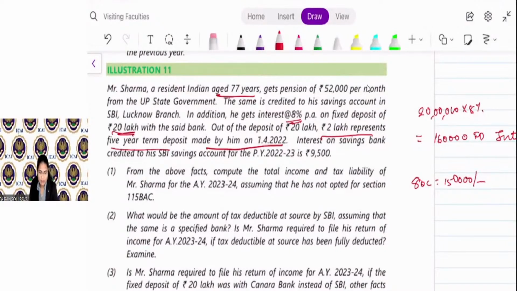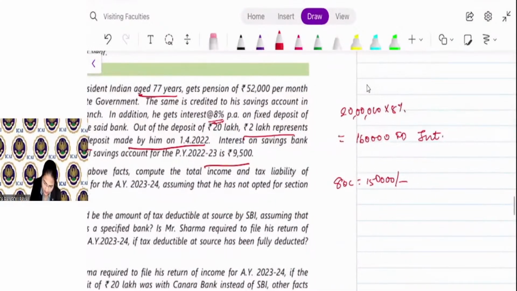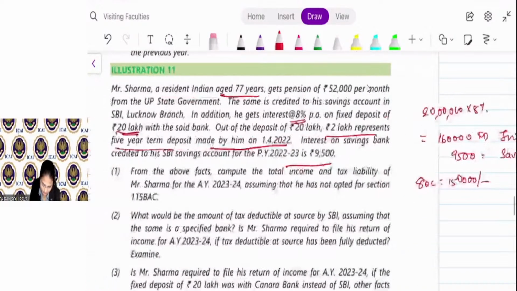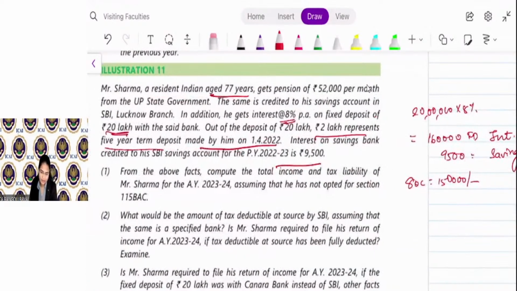Interest on savings bank credited to his SBI savings account for previous year 22-23 is 9,500. Savings interest 9,500 from the same bank. From the above facts, compute the total income and tax liability of Mr. Sharma for assessment year 23-24, assuming that he has not opted for section 115BAC.